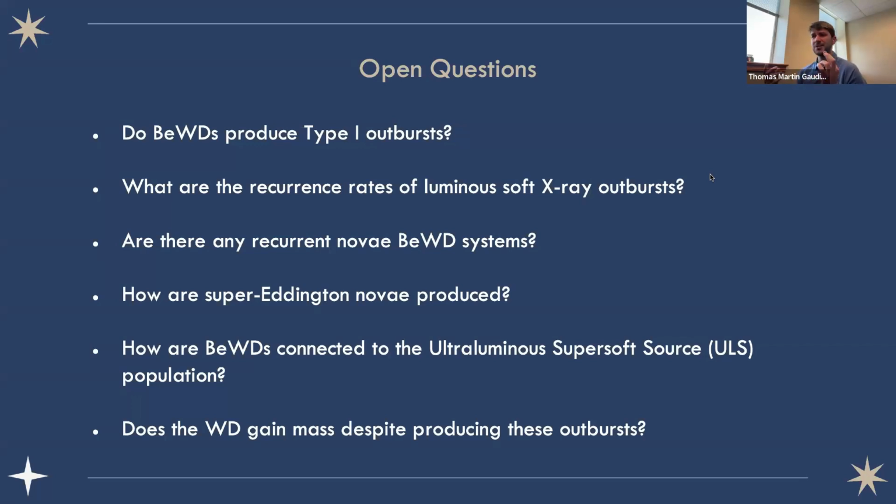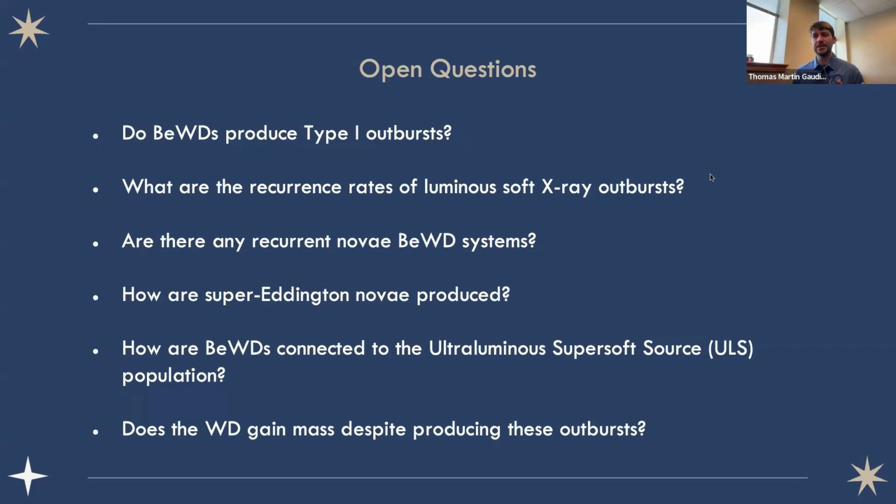We also still are not super clear on how the super-Eddington luminosities of these novae are reached. There's more work that's needed. We just need to observe more of these novae to better understand what is happening to produce such bright, luminous, fast X-ray novae.